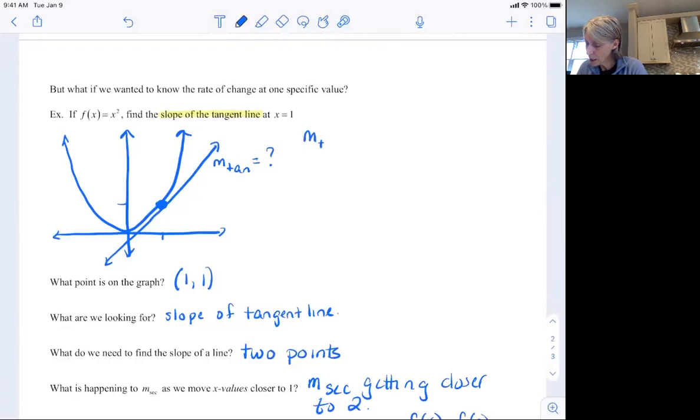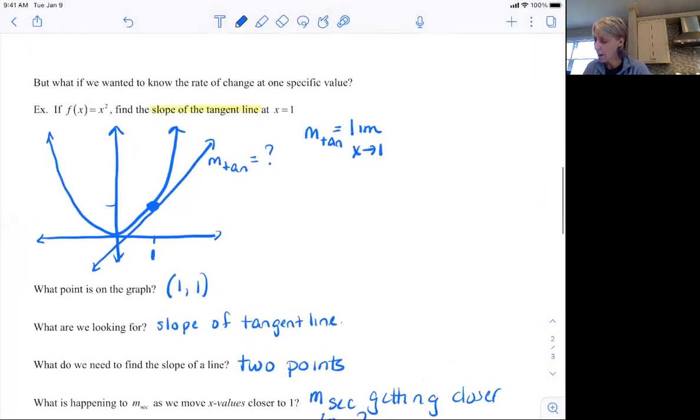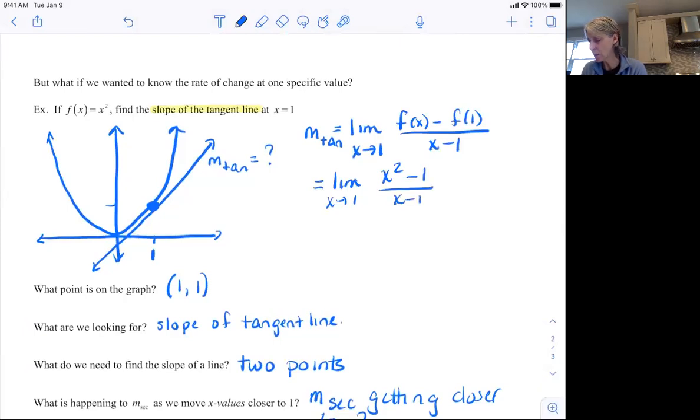So the slope of the tangent line equals the limit as x approaches 1, because that's the value we're finding the slope of the tangent line for, of f of x minus f of 1 over x minus 1. f of x was really just x squared. What is f of 1? f of 1 is the y value of the point, what you get when you plug x into the function. So x squared minus 1 over x minus 1.